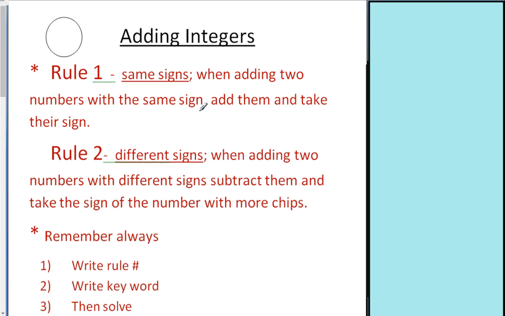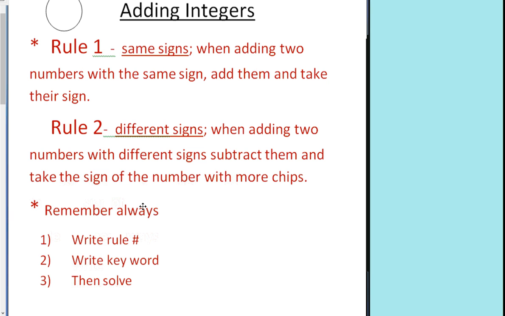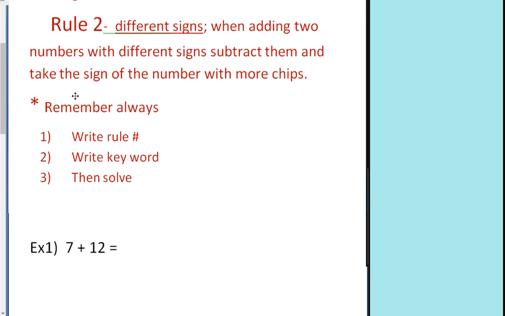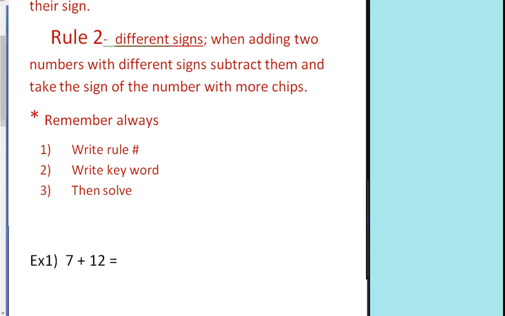So that's the two basic rules. If they have the same sign, you add them, and if they have different signs, you subtract them. And that's a little bit confusing for some people at first. So what I've gone ahead and done is made it a little bit easier for you. Every problem you do in this chapter, you must always do this. Step 1, write the rule number. Step 2, write the keyword. Step 3, solve it.